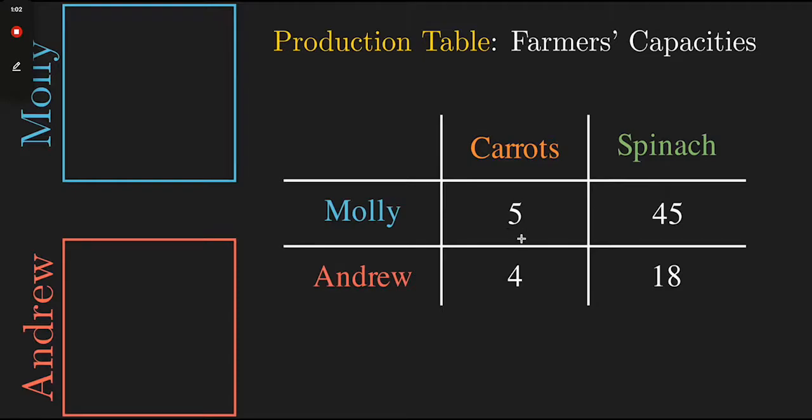units of carrots if she's growing only carrots, and 45 units of spinach if she's growing only spinach. And Andrew's new to the scene. He can't grow as much carrots on his land, and he also can't grow as much spinach on his land. So we have 18 units of spinach and 4 units of carrots. Okay, so this is what we call a production table. We have these two farmers, we have two crops, and this tells us how much each can grow of each crop.